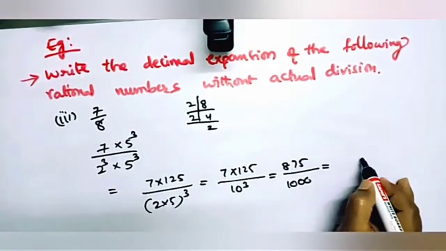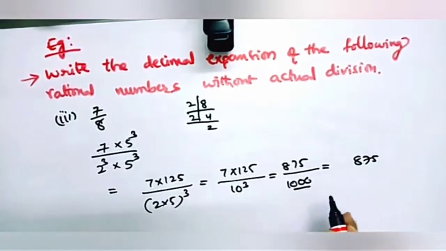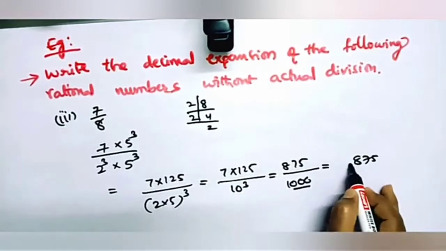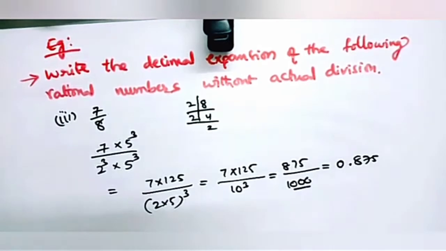So write in decimal form, that is 875 you should write. So 3 digits are there, so 1 2 3, you will get a point here, so you should write 0, so 0.875.